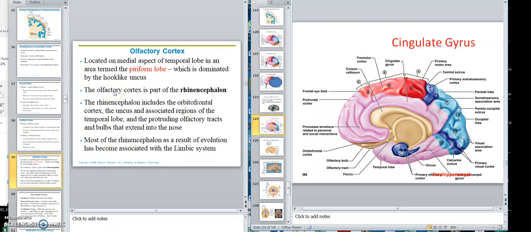Smell is the oldest thing out there evolutionarily. Most of the rhinencephalon, as a result, has become associated with the limbic system. The limbic system in the brain is your pain and pleasure system. Aromas and things of this nature, sensual aromas and all that.